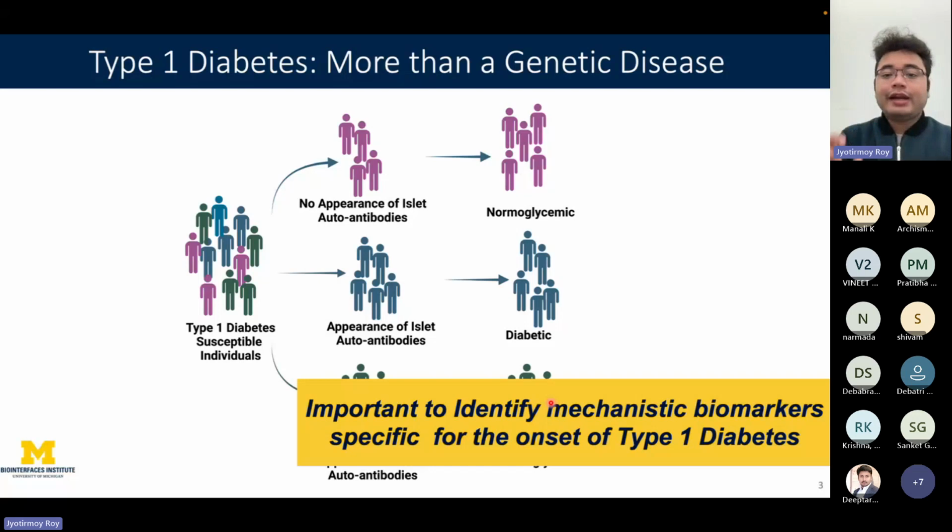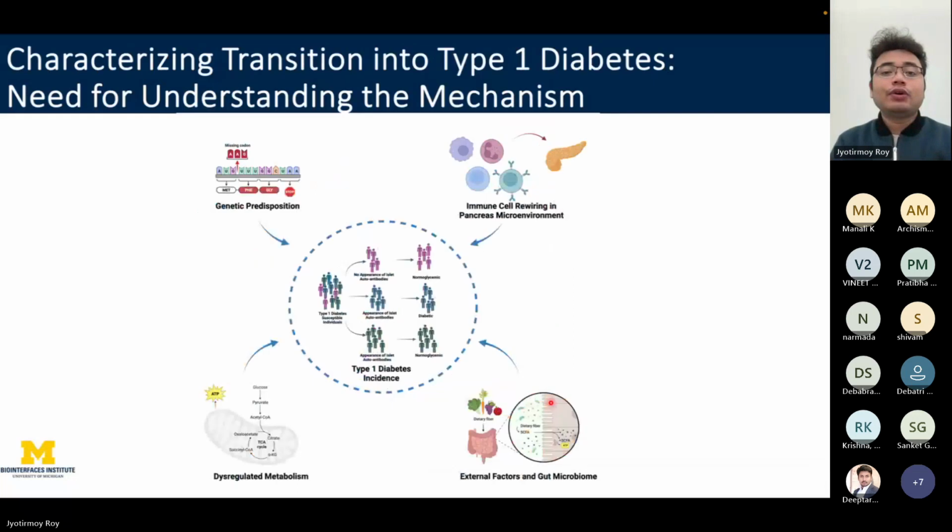That's why it's important to identify the exact specific cohort or group which is going to progress, so that they can be given the early treatment. Because if you give the same treatment to people who are going to remain normoglycemic, they may have some other side effects from the treatment. So characterizing the transition into type 1 diabetes is needed for understanding the mechanisms.